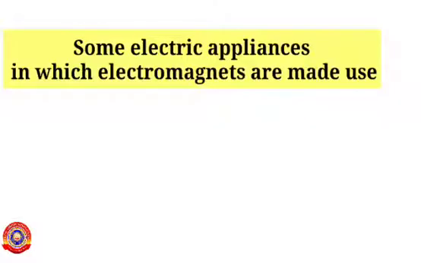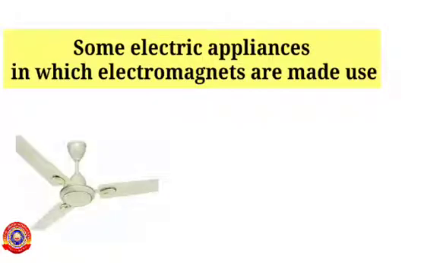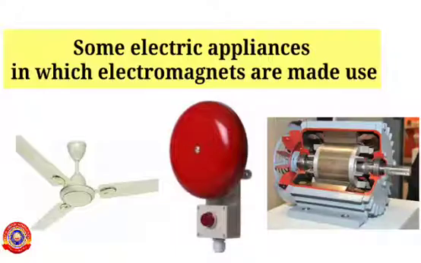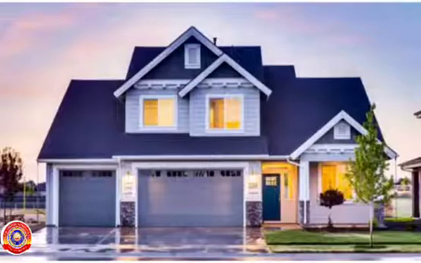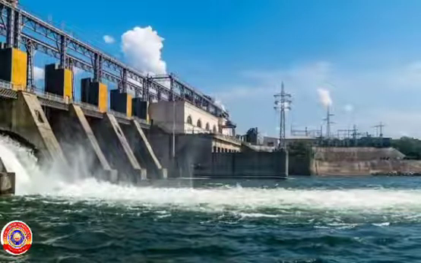Let's see some electric appliances in which electromagnets are made use of. Electric fan, electric bell and electric motor. From where do we get the electricity needed to operate the electric devices in our home? Have you heard about a hydroelectric power station?